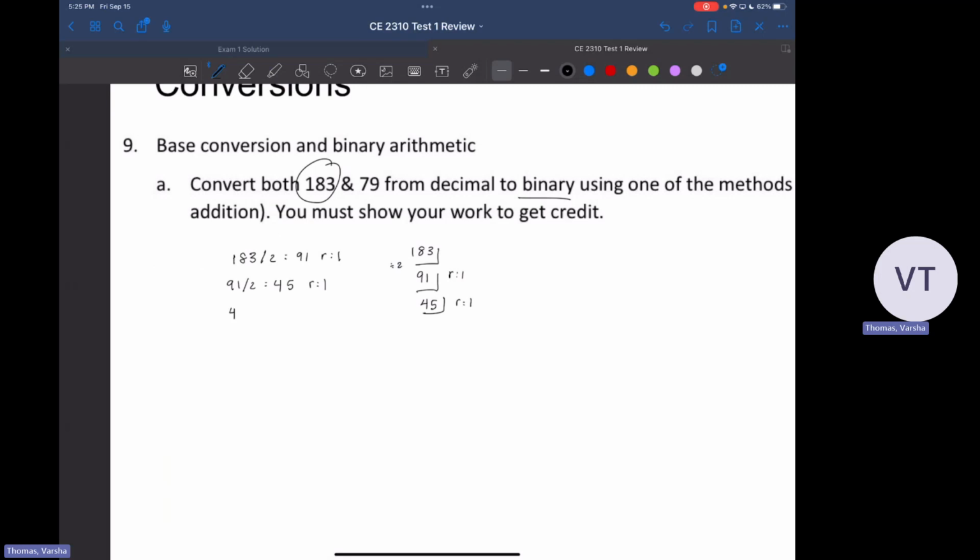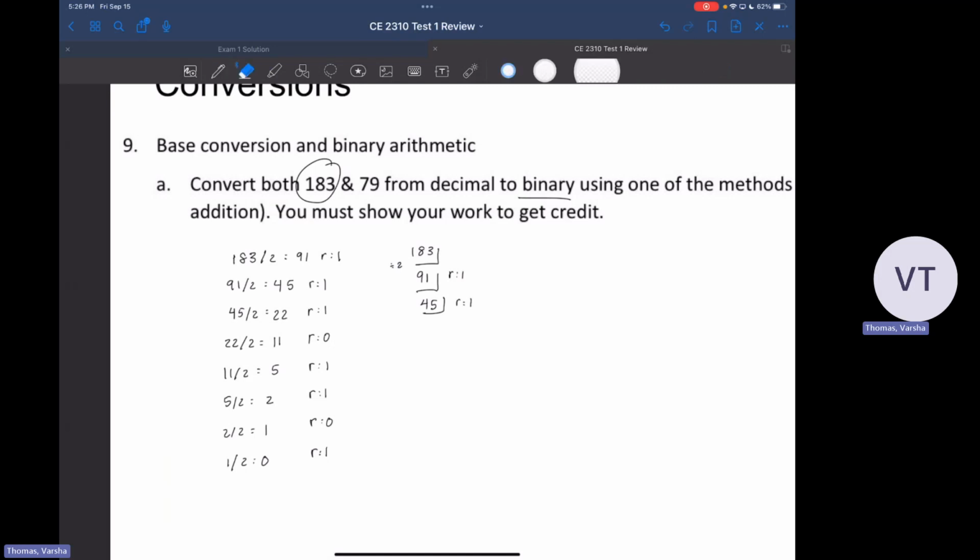So then we have 45 divided by 2. That does not split cleanly, so you get 22 remainder of 1. You have 22 divided by 2. That does split cleanly into 11, so you have a remainder of 0. You have 11 divided by 2, does not split cleanly. You have 5, remainder of 1. 5 divided by 2, you get 2, remainder of 1. And 2 divided by 2, you get 1, remainder of 0. And then 1 divided by 2, you can't do that. You get 0 with a remainder of 1.